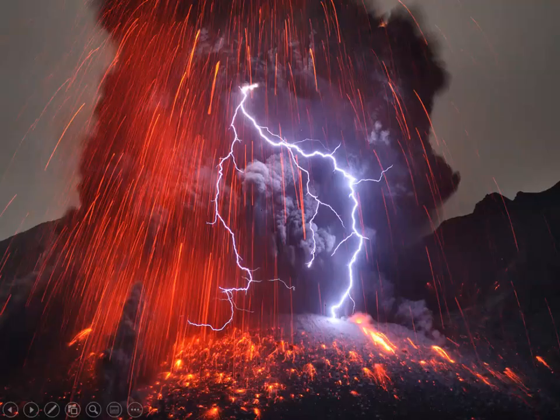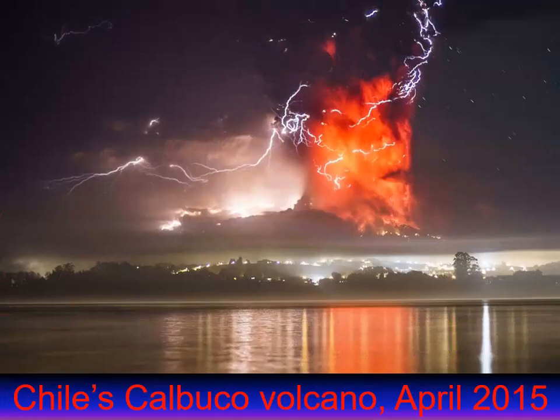Here is another picture from, I believe, that same volcano, just a slightly clearer shot, and then a farther away picture of Chile's Calbuco volcano that erupted in April of 2015.